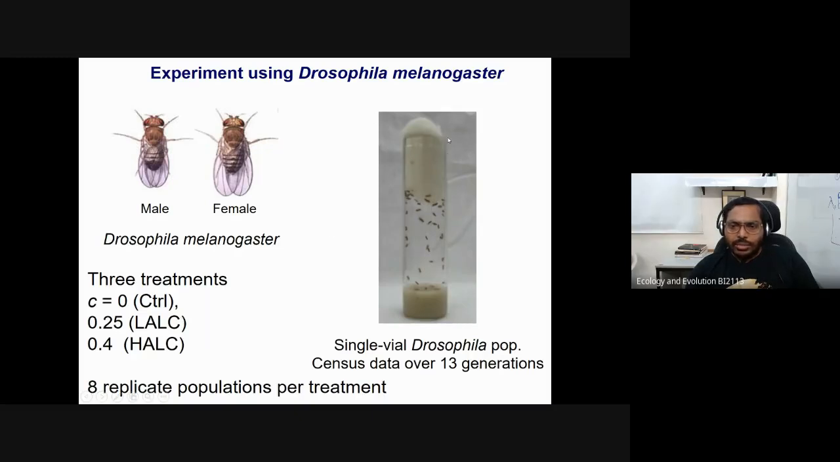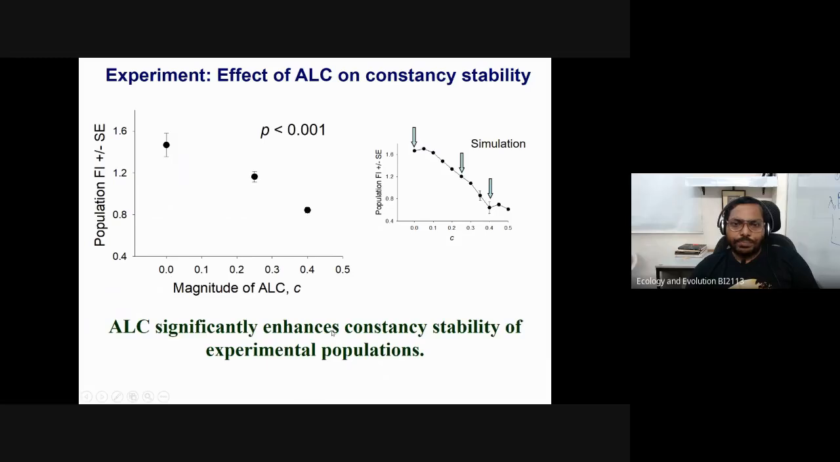So this is what a population looks like. It's a single vial culture, and each generation we counted how many flies are there just before breeding. We applied the ALC based on whatever value we had chosen, and then after doing this we recorded the census size. We allowed them to breed for the next generation. The parents were discarded and the eggs led to the next generation. We kept on doing this for 13 generations, 8 replicate populations per treatment.